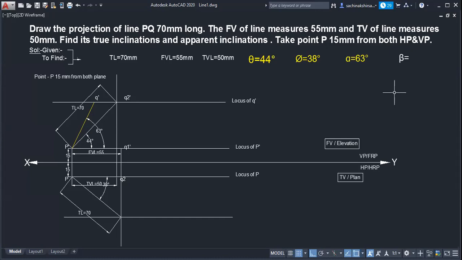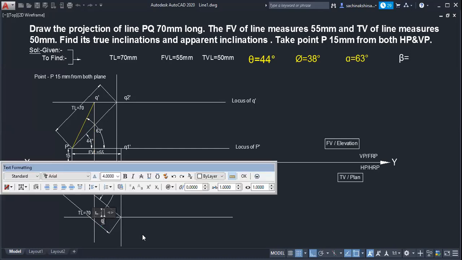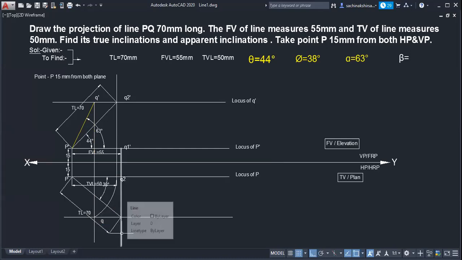Both should give the same point. That also you can use to check your accuracy. So where is that point? Here it is. I have drawn it by both methods and both times I got only one point. That point is nothing but which point? Q. Then you can join points P and Q.